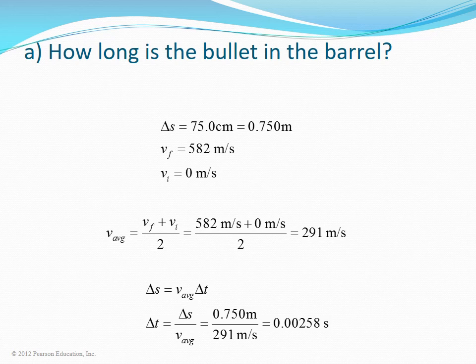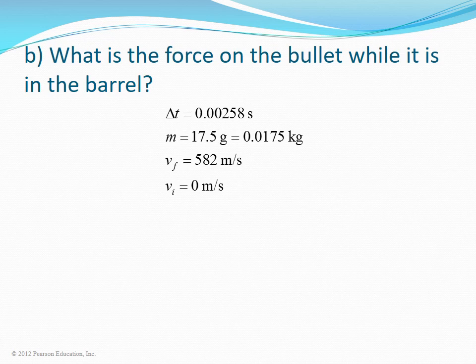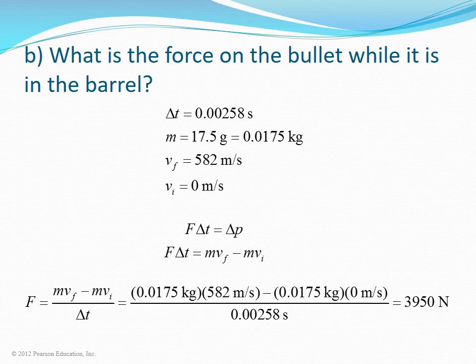The distance traveled is the average velocity times the time interval. Solving for the time interval, we find the length of time in the barrel is 0.00258 seconds to 3 significant figures. To find the force, we need the time interval, the bullet mass, and the initial and final velocity. The force can be found using the impulse equation, yielding a force of 3,950 newtons.